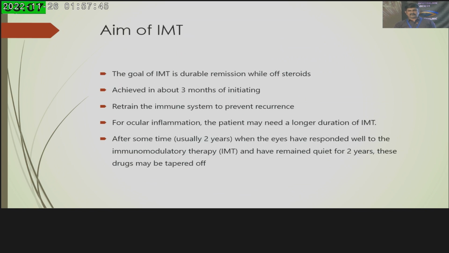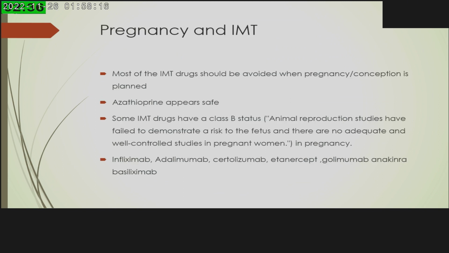So what is the aim of IMT? The goal of IMT is to achieve a durable remission without steroids. So it is to remove the steroid from the treatment. It is usually achieved within 3 months of starting, and it retrains the immune system. So you are removing the immune memory. You are making the dog forget that issue. So that is what you are trying to do here. And for ocular inflammation, compared to other organs, you may need some more treatment. Most of the time it is 2 years, after which, if you are completely recurrence free for 2 years, then you can start tapering these drugs.